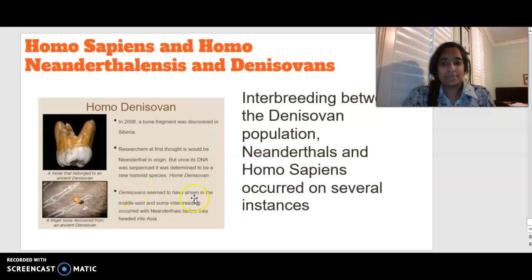Denisovans seem to have arisen from the Middle East, and there is said to be some interbreeding that occurred with Neanderthals before they headed to Asia. So in terms of that, we had seen interbreeding between the Denisovan population, Neanderthals, and Homo sapiens all occurring at the same time on several instances. So remember, in terms of looking at all of these different Homo and Australopithecus ancestors, there would have been some overlaps between them at different times.